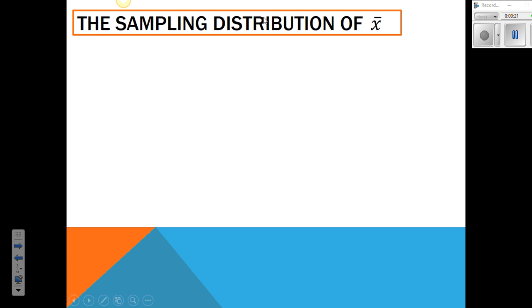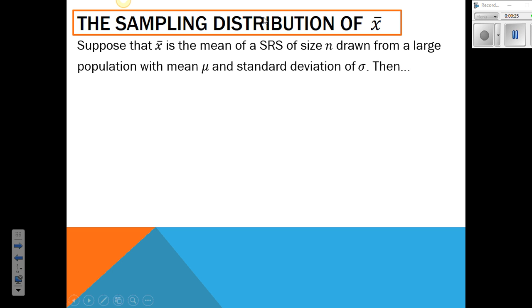First thing I want to talk about is the sampling distribution of X bar. Right? So suppose that we have an X bar, and you guys should remember that X bar is what? What's that the notation for? That's a sample mean, right? So this is going to be a sample mean. So suppose that the sample mean is the mean of a simple random sample of size n drawn from a large population with a mu. What does mu represent? Population. So that's going to be a population mean.